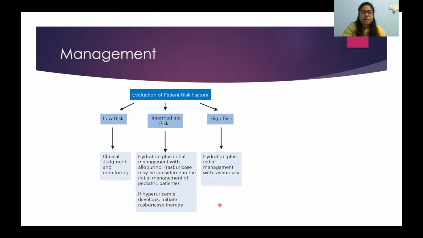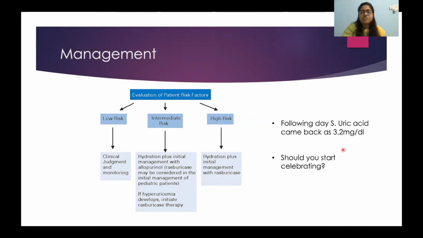The following morning, you sent a sample again for serum uric acid level. It came back as 3.2, or rather, it usually comes back as 0.5 or 1 milligram per deciliter. So, should you start celebrating that you have cured your patient of hyperuricemia? No, don't celebrate as of yet. Why? Because rasburicase keeps on acting in vitro.